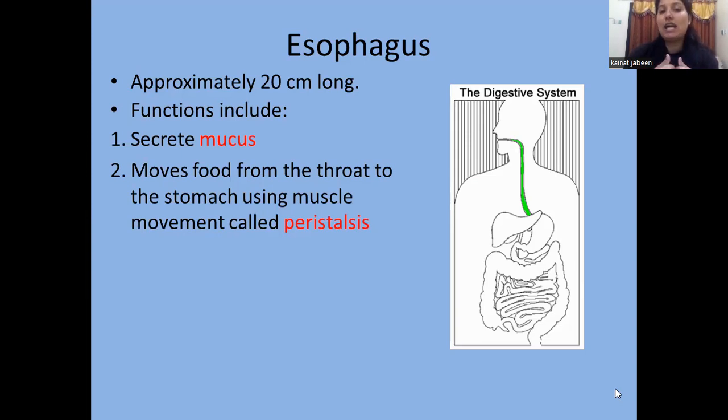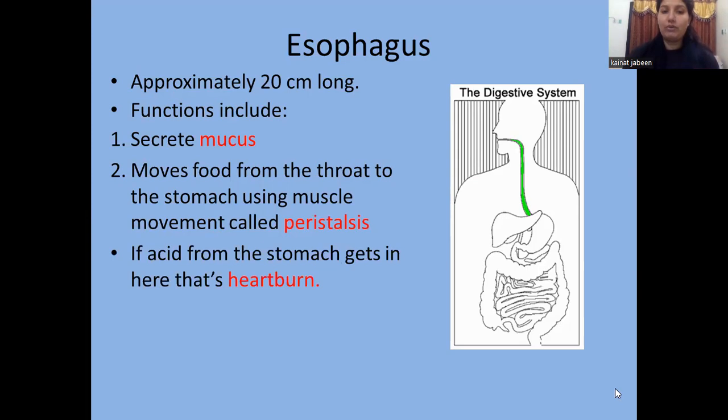Second thing, peristalsis. Peristalsis means movement of the food from the throat to your stomach by using the muscles of the esophagus. They are going to contract and then relax. During the contraction, the food is going to enter, and when they relax, the food is going to move down. Then again contract and relax, due to which the food can easily move down.